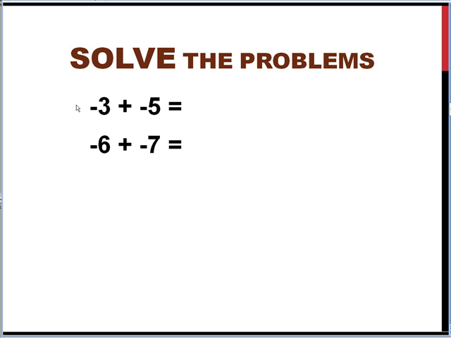So I'm adding two negatives. They're the same, which means I'm going to add 3 plus 5 is 8, and then the answer is negative because we started out negative here. Negative 6 plus negative 7, 6 plus 7 is 13, and that becomes negative because we started out negative, right? There's my negative sign. Okay, so that's for adding.